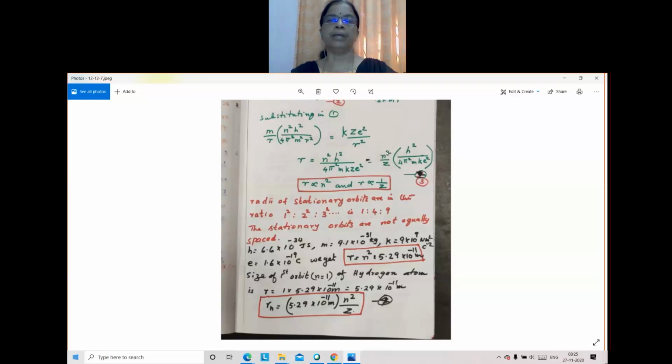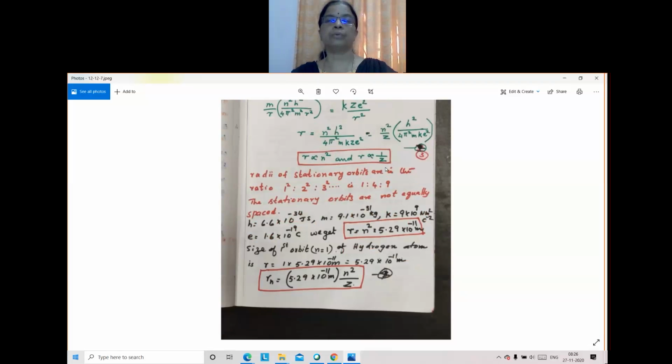So n square by Z. Z is very different depending upon different atoms, so Z will also change. N square by Z is taken outside, then the constant part h square by 4 pi square m k is taken inside the bracket. So we have proved it: R is proportional to n square, and R is inversely proportional to Z. So this factor we got.